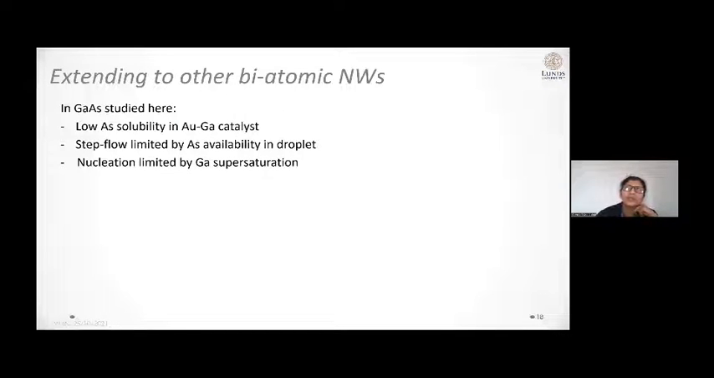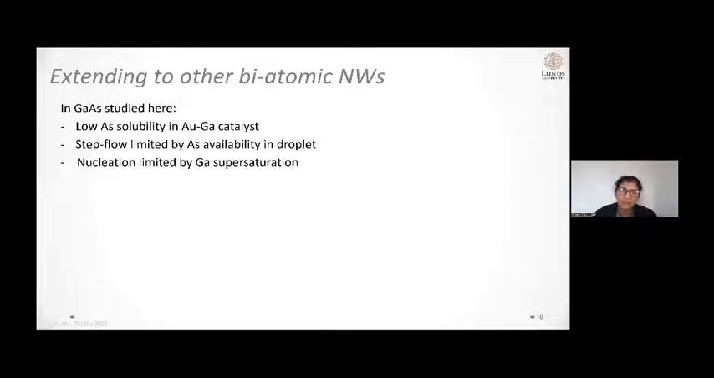Now, is this something which is specific only to gallium arsenide, or is this a universal phenomenon? So we expect this to be applicable to a whole lot of different material systems, because the point is that the arsenic concentration in the catalyst is very, very small. And that is why we see this layer completion to be limited by the arsenic.